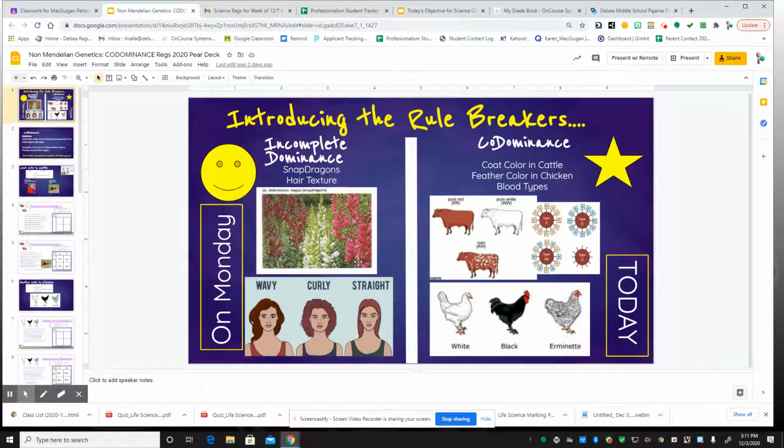And then the classic example with humans will be blood typing. Blood typing is a great example of codominance because blood type A and blood type B are both dominant. So that's why you have blood type AB, if you know anybody that has that blood type.